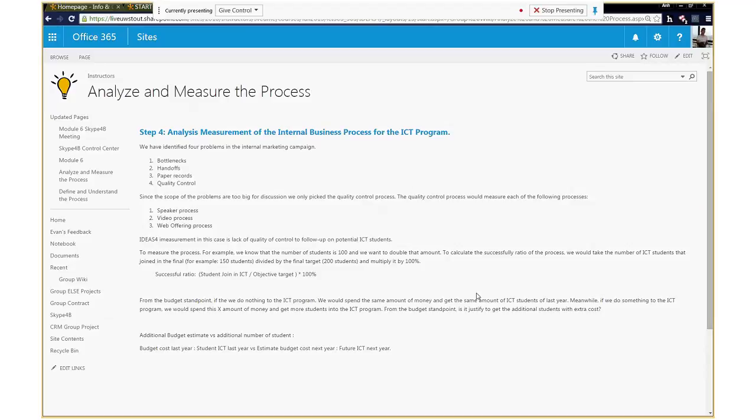Okay. Analysis, measurement of internal business process. We've identified 4 problems in the internal marketing campaign: bottlenecks, handoffs, paper records, quality control. Because those items are actually from table 3-1 from the checklist. Right. Yeah, and I identify them as such.